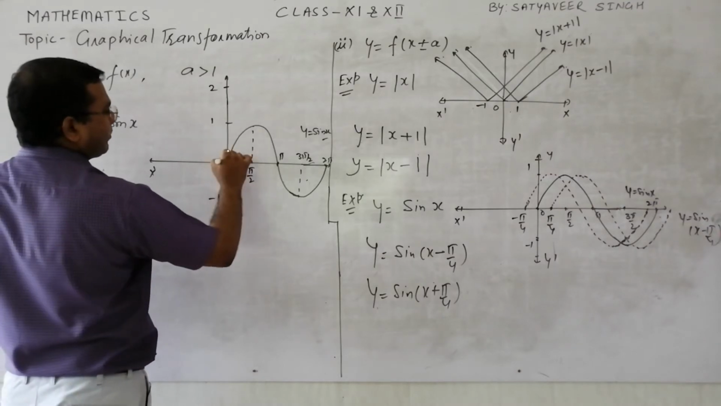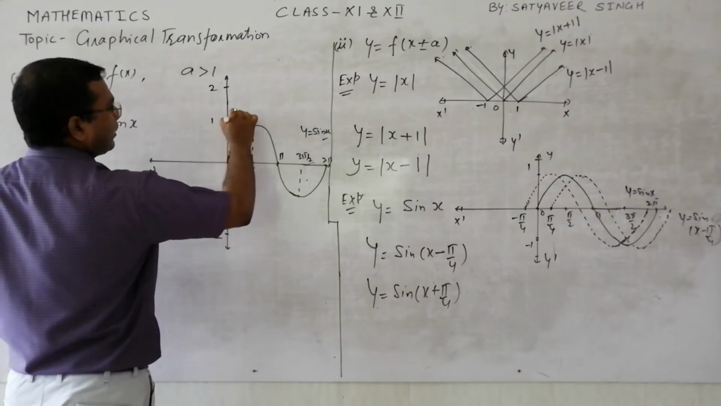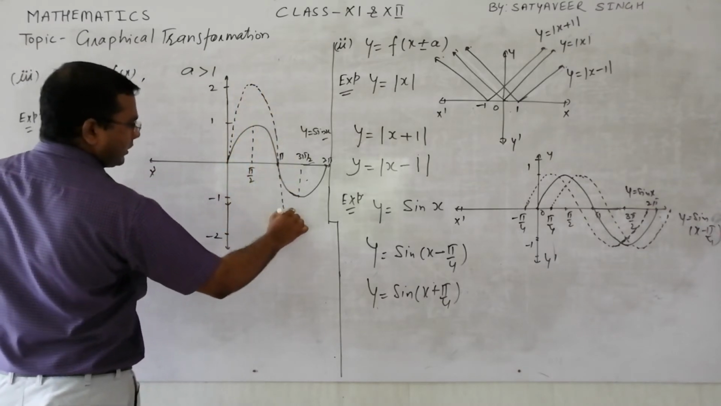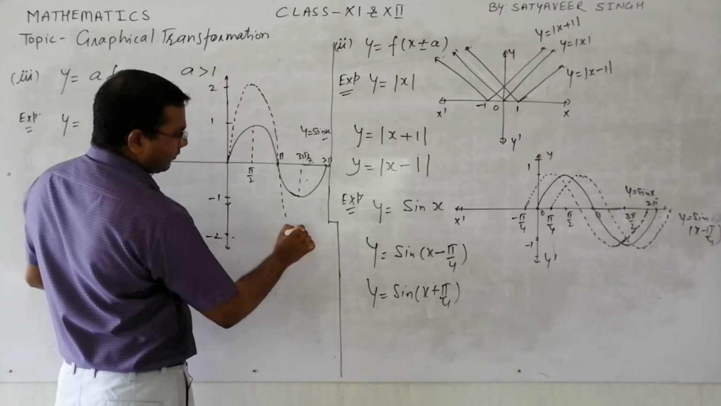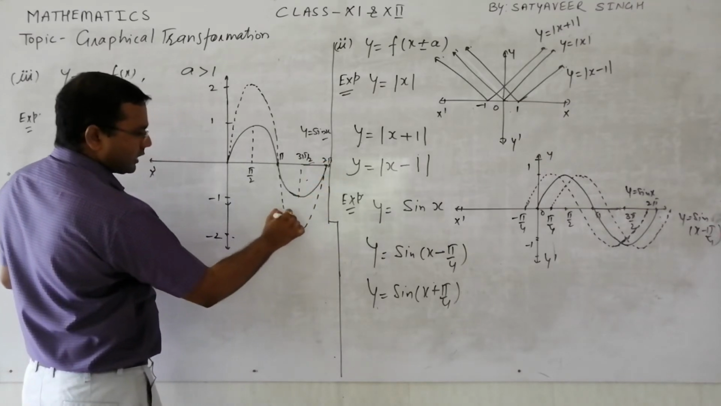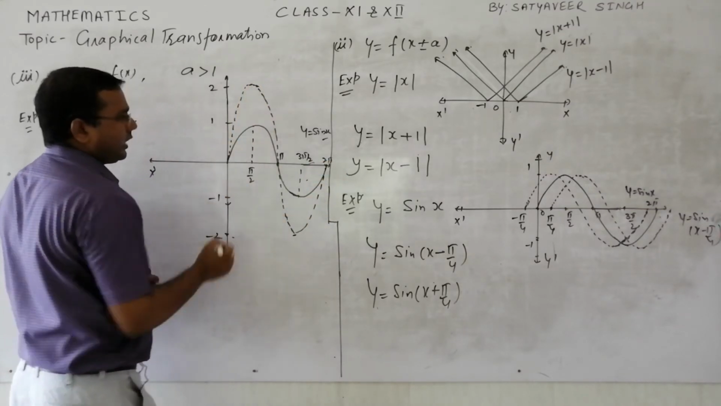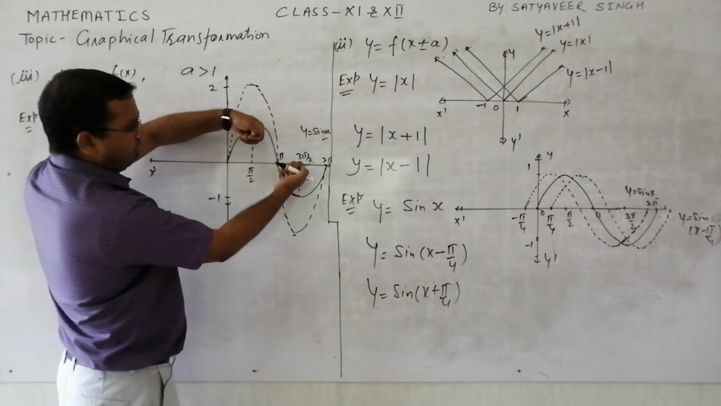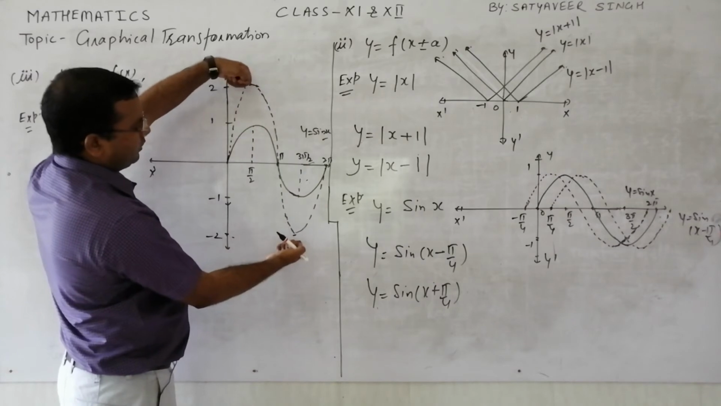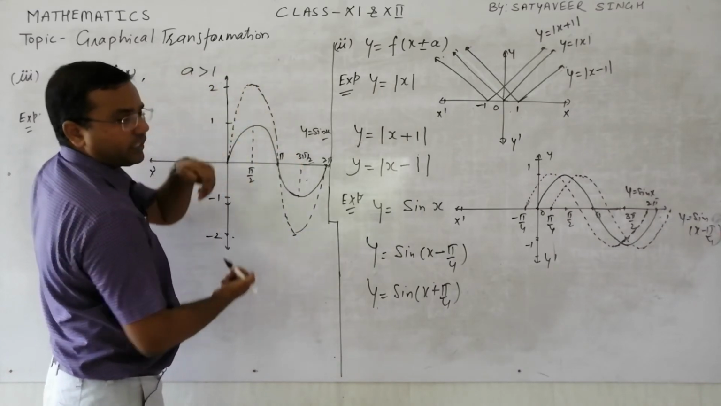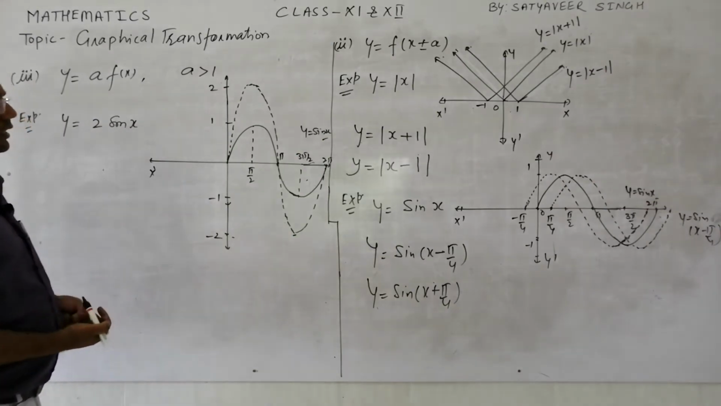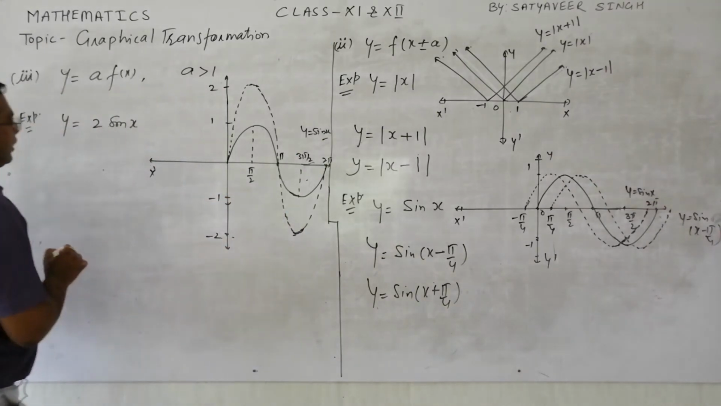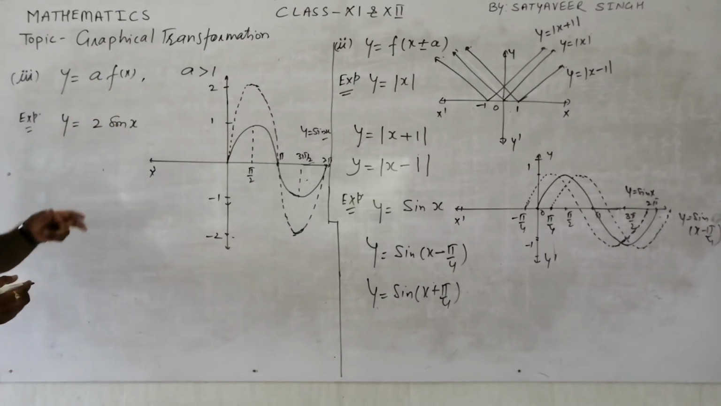So now you will have to reach up till here. Otherwise, these points you will see remain the same. So this kind of graph you will be getting here. The same graph is now stretched along the y-axis because we have multiplied it by 2. So this is the transformation possible if we are multiplying a function by a, where a is greater than 1.